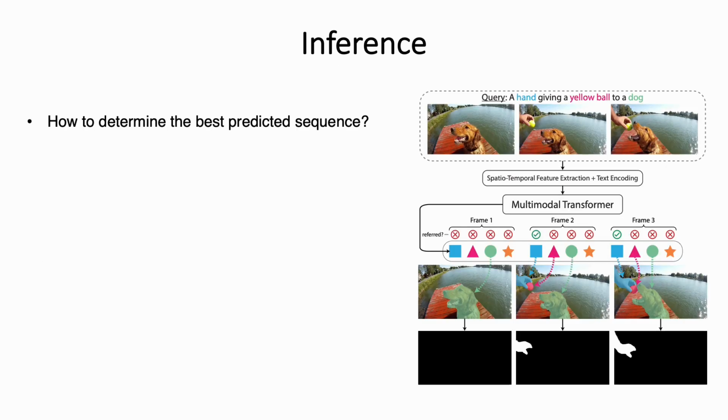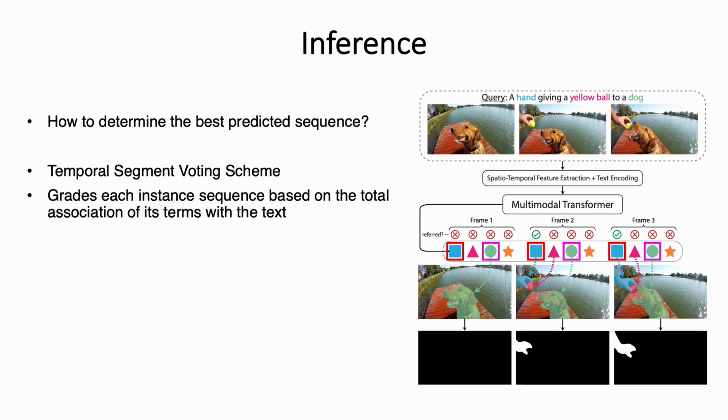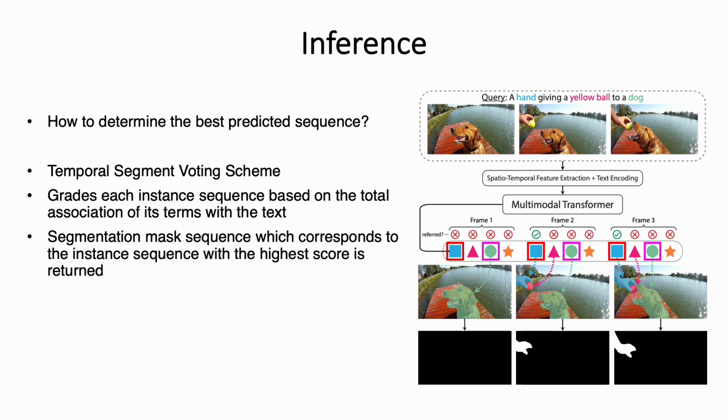Finally, during inference, we need to determine which of the predicted sequences is most strongly associated with the text. In this example, is it the blue square sequence, the green circle sequence, or perhaps some other sequence? For this, MTTR employs a novel reasoning scheme called the temporal segment voting scheme. This scheme grades each instance sequence based on the total association of its terms with the text. Finally, the segmentation mask sequence corresponding to the instance sequence with the highest score is returned.